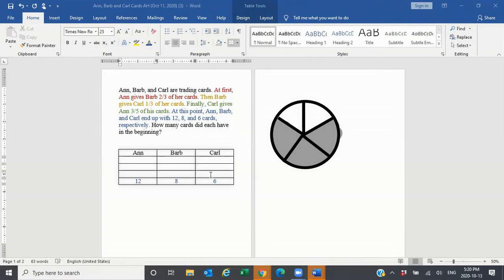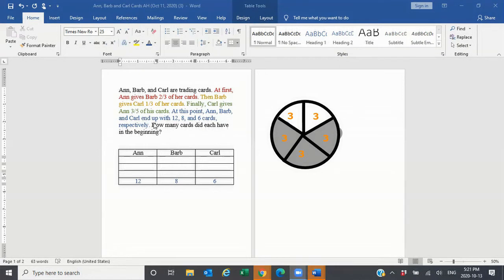And now it says Carl, in the green sentence, it said Carl gives Anne 3/5. He's also left with 6, because after the green sentence, in the blue sentence, it states that he has 6 cards left. Now that means those 6 cards must be the 2/5 he should have left. Since there are 2/5 and 6 cards, I will divide 6 by 2. That equals 3. So that means that each fifth represents 3 cards. And these ones too, even the ones he gave to Anne.